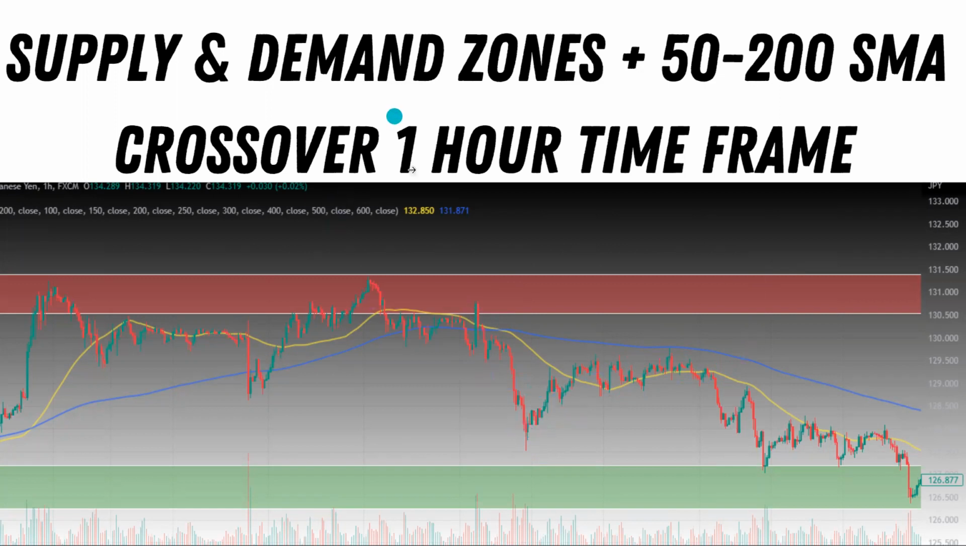But this is just showing you guys that you can use multiple time frames and multiple different SMA combinations to really find your trade. Now, if you look over here, we get a golden cross.